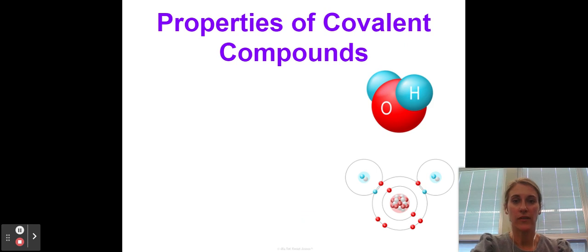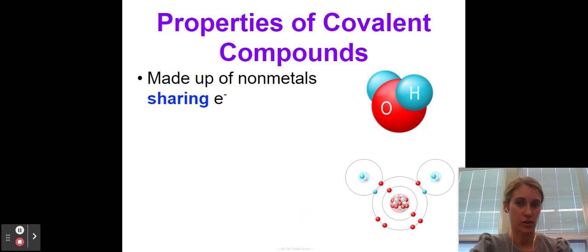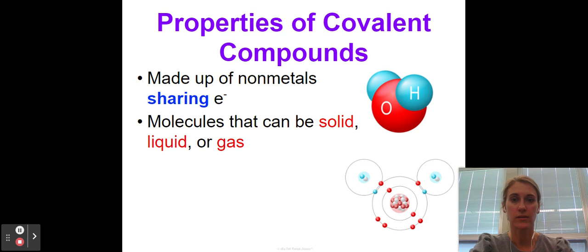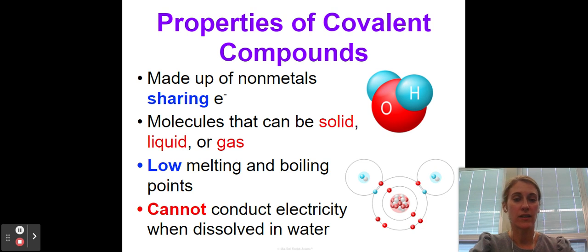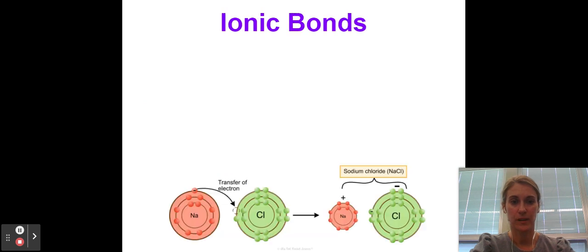Here's some properties of covalent compounds. They share electrons made up of nonmetals. They can be solid, liquid, or gas. They have very low melting and boiling points, as you experienced that in the first intro activity. And another thing that they can't do is they cannot conduct electricity when dissolved in water. So by the way, these are some of the properties that you can use to fill that table out.